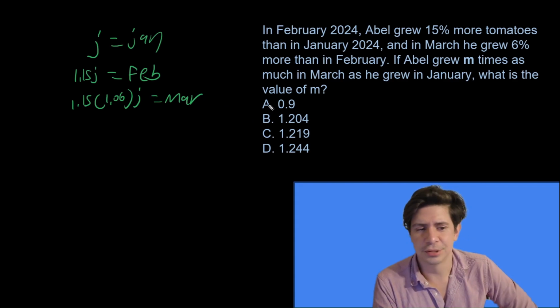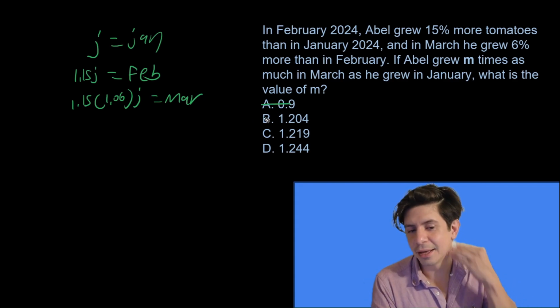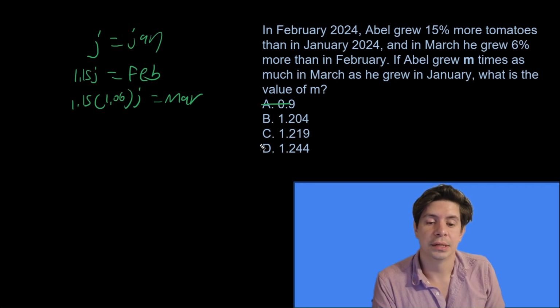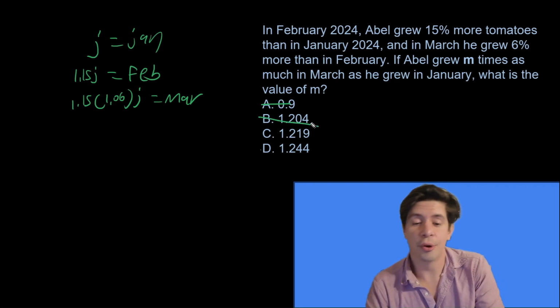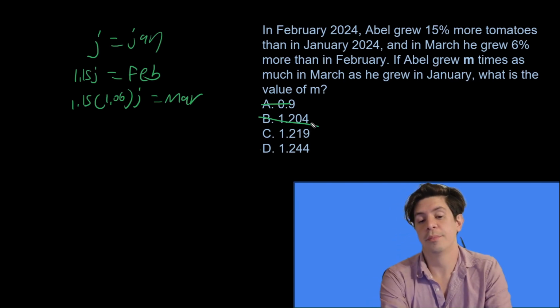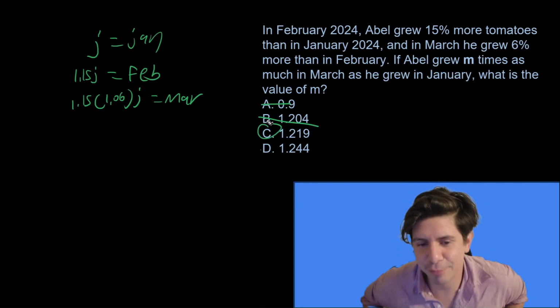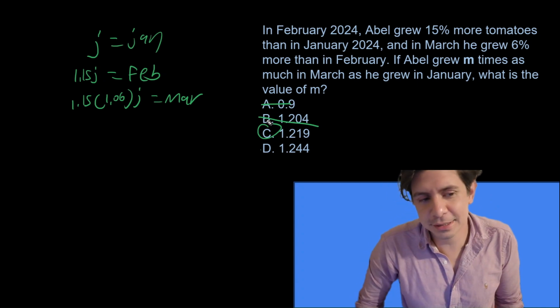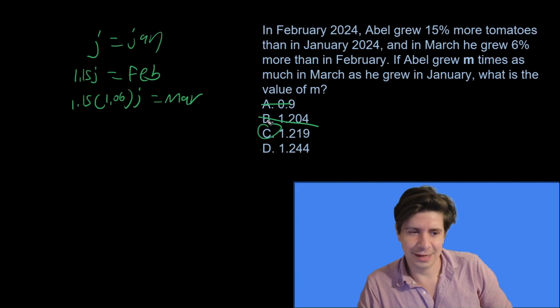Okay, so it's not going to be A. It's not going to be B. It is going to be 1.219. It'll be C. I knew it wasn't going to be B because if you added 0.06 to the 1.15, you'd be getting 1.21 already, and it has to be a bit more than that because we're multiplying it.